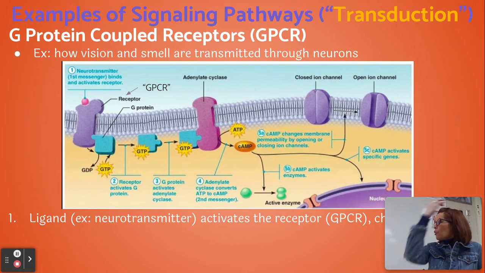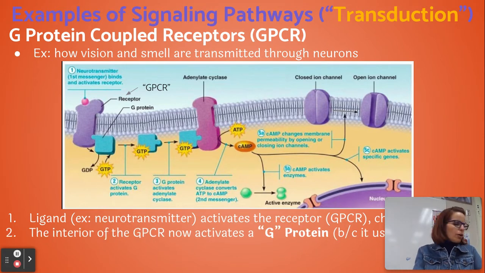So take a look at the diagram, look at the ligand. It attaches to the receptor, and then the molecule down below. So it says the interior of the GPCR now activates a G protein.